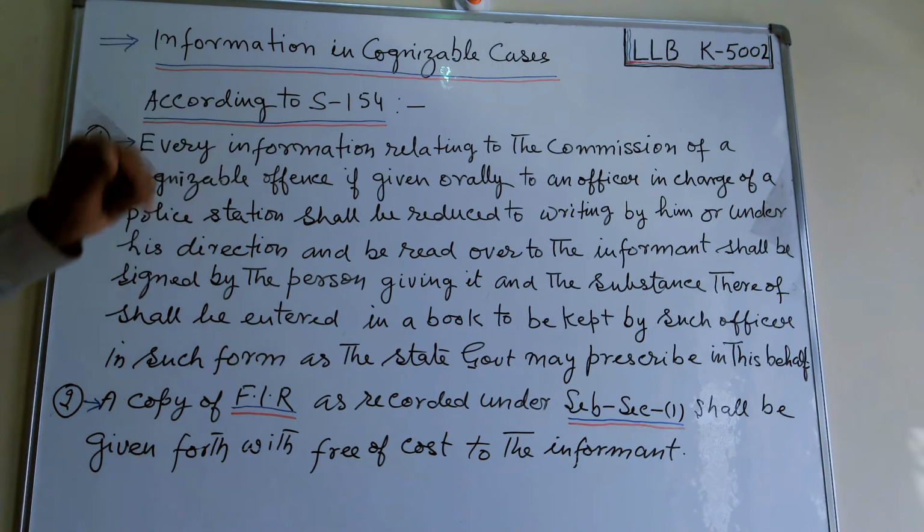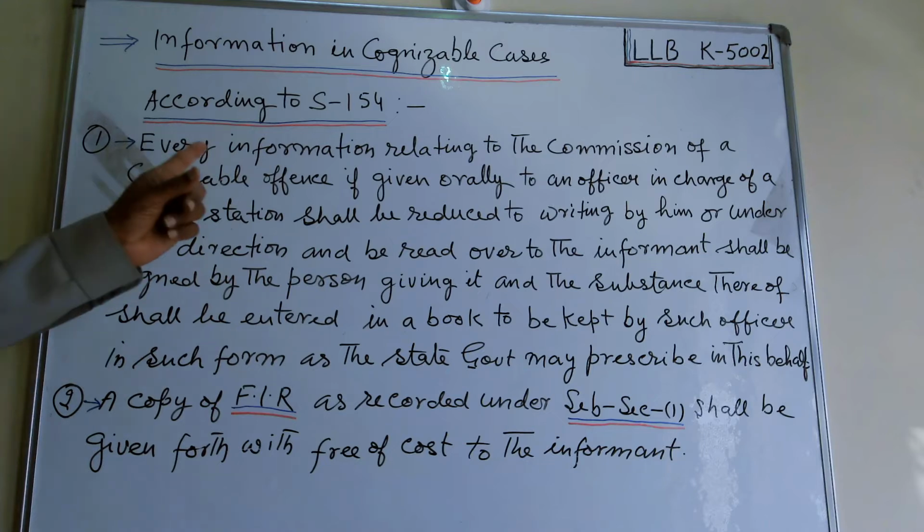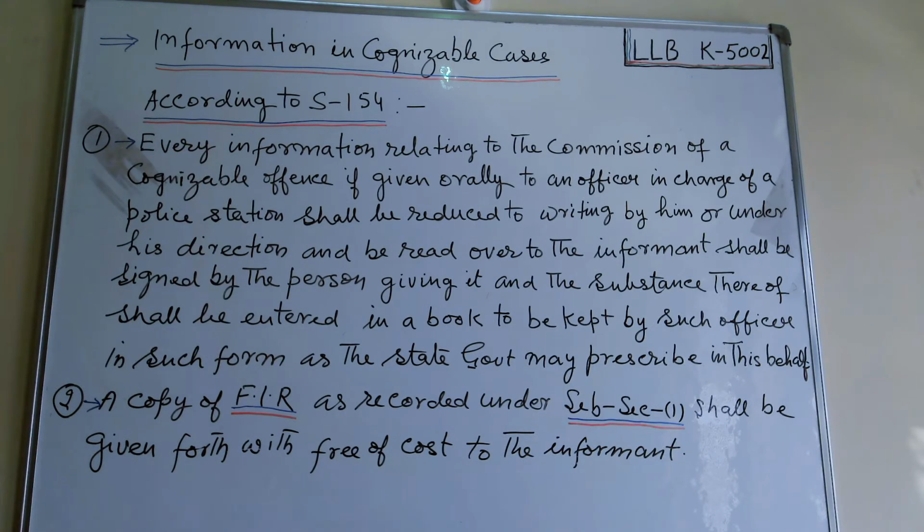According to section 154, my dear friends, every information relating to the commission of a cognizable offense, if given orally to an officer in charge of a police station, shall be reduced to writing by him or under his direction, and be read over to the informant, and shall be signed by the person giving it, and the substance thereof shall be entered in a book to be kept by such officer in such form as the state government may prescribe in this behalf.